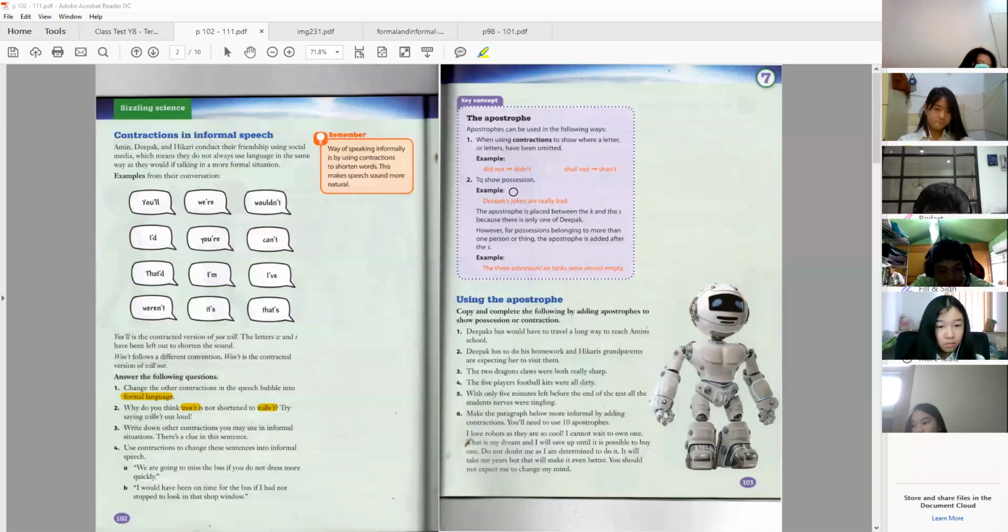And also this one, I think you know already. To show possession, Deepak apostrophe S jokes. Deepak's jokes are really bad. So Deepak's jokes refers to the jokes made by or belonging to Deepak. However, if the last letter is S, you don't need to add another S, but you put the apostrophe at the end. You got it?